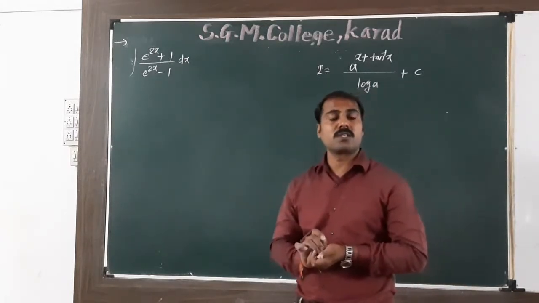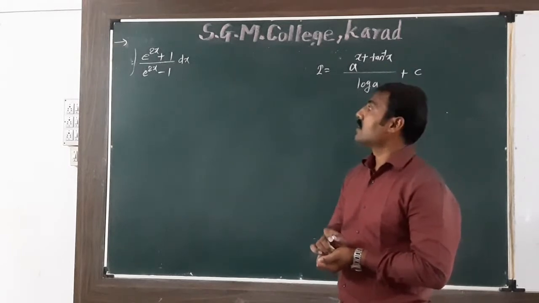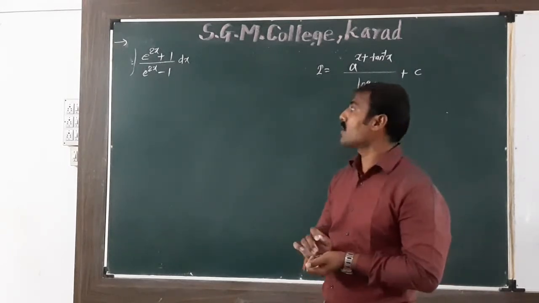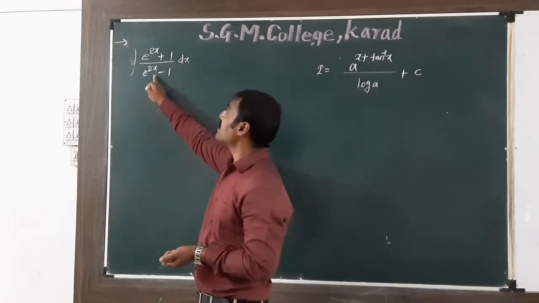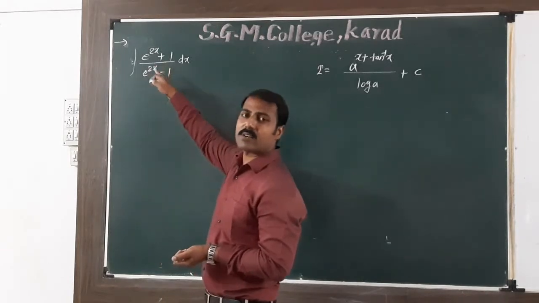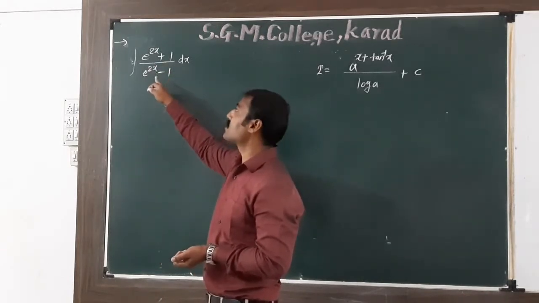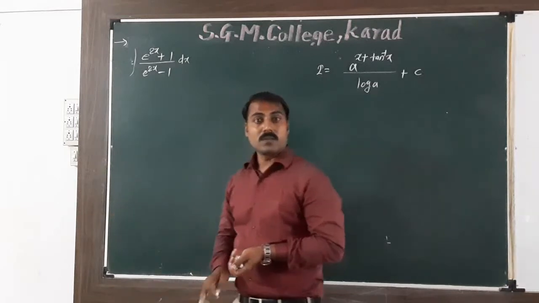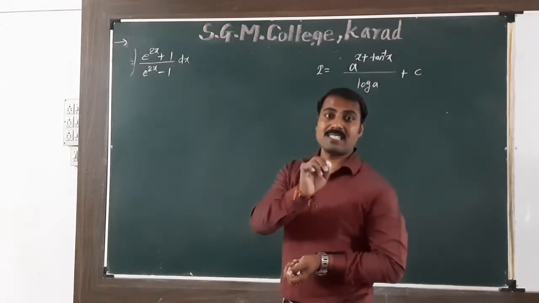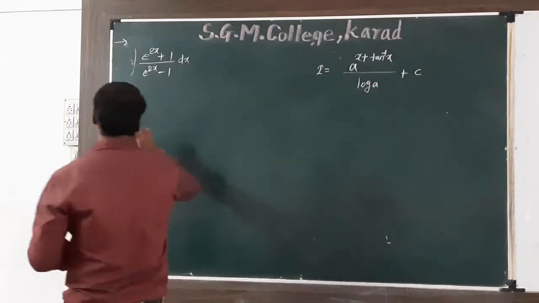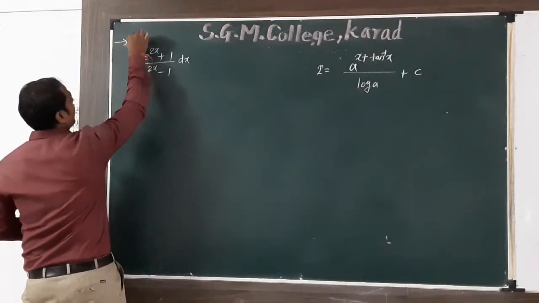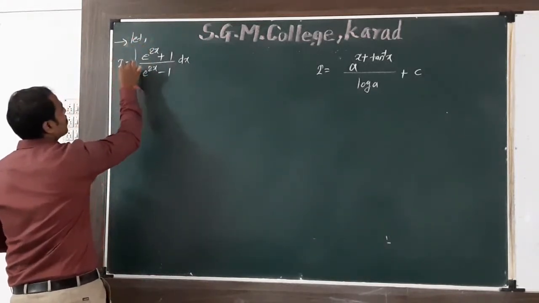For substitution, we find the function and its derivative. I know the derivative of e raised to 2x is e raised to 2x into the derivative of 2x, which is 2, but there is no such term. Therefore, remember one step here. It's very important. First, denote the given integration by I in the solution, let I be equal to the integral.